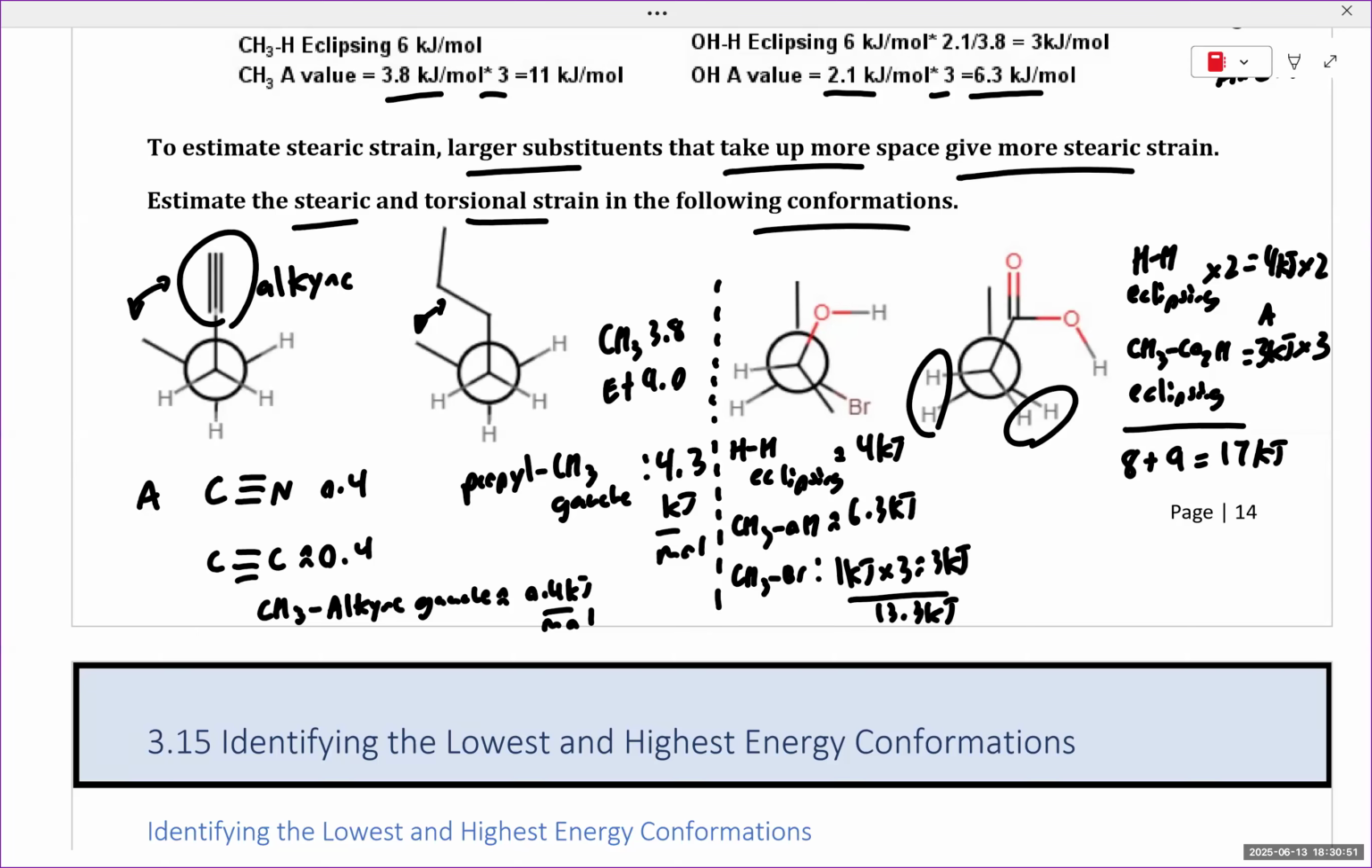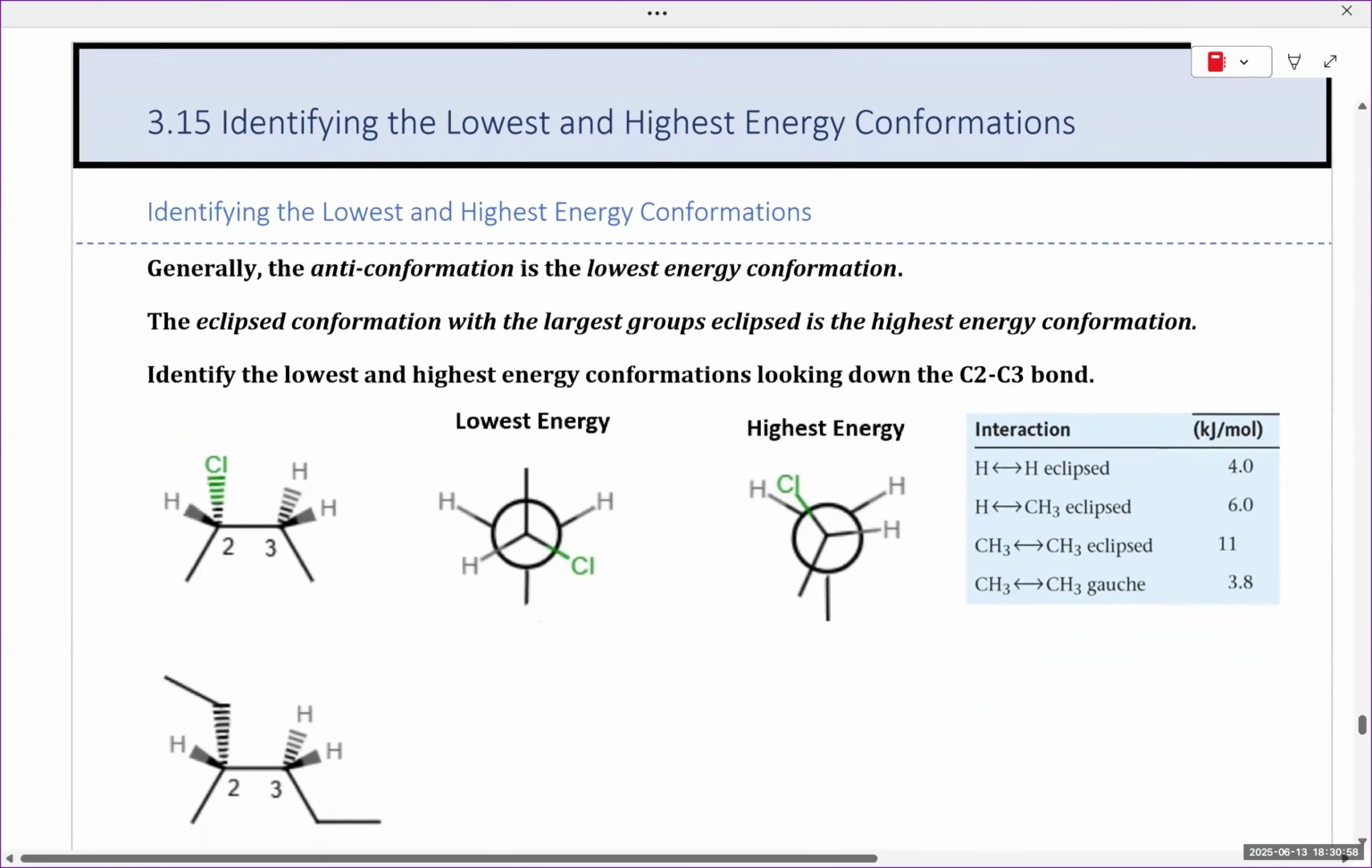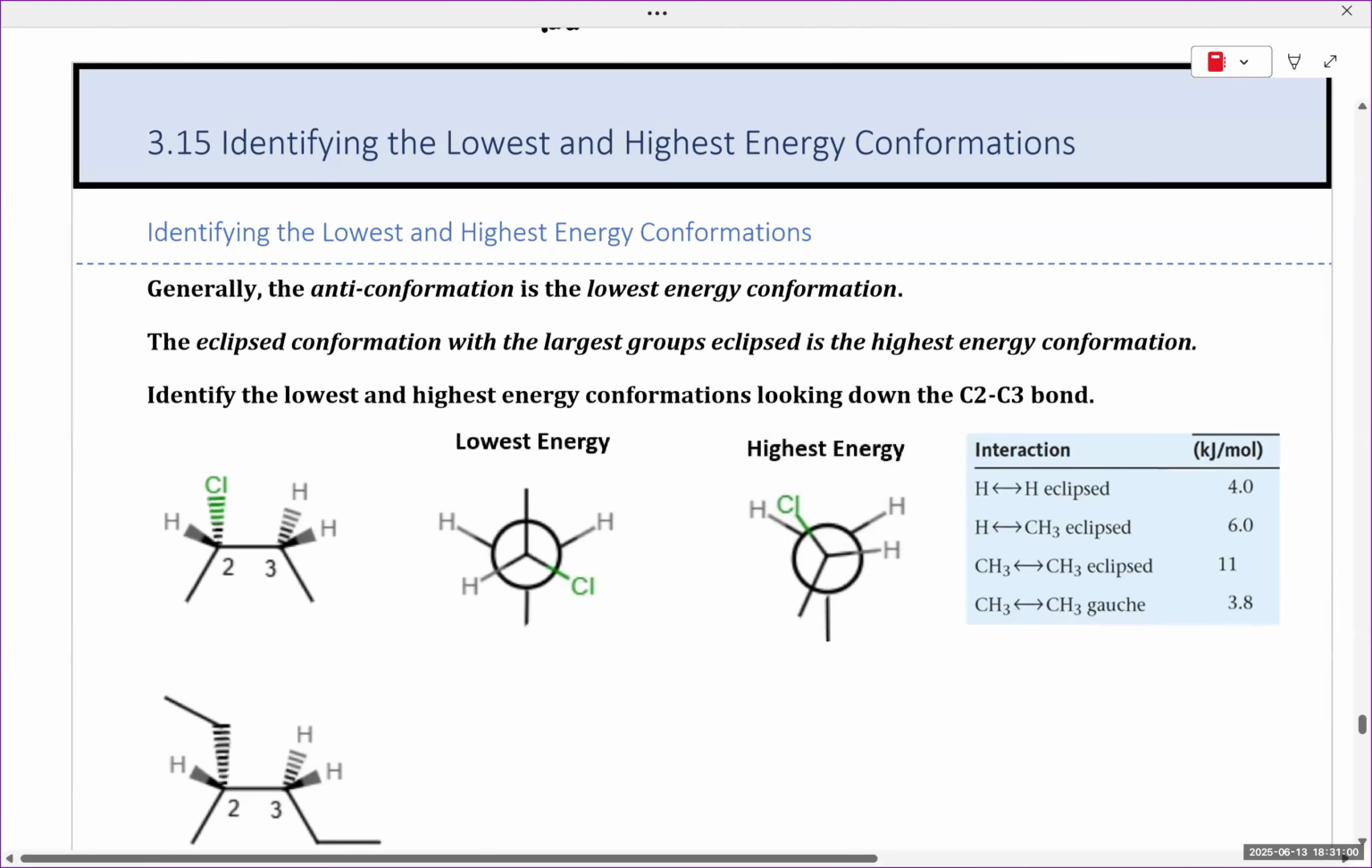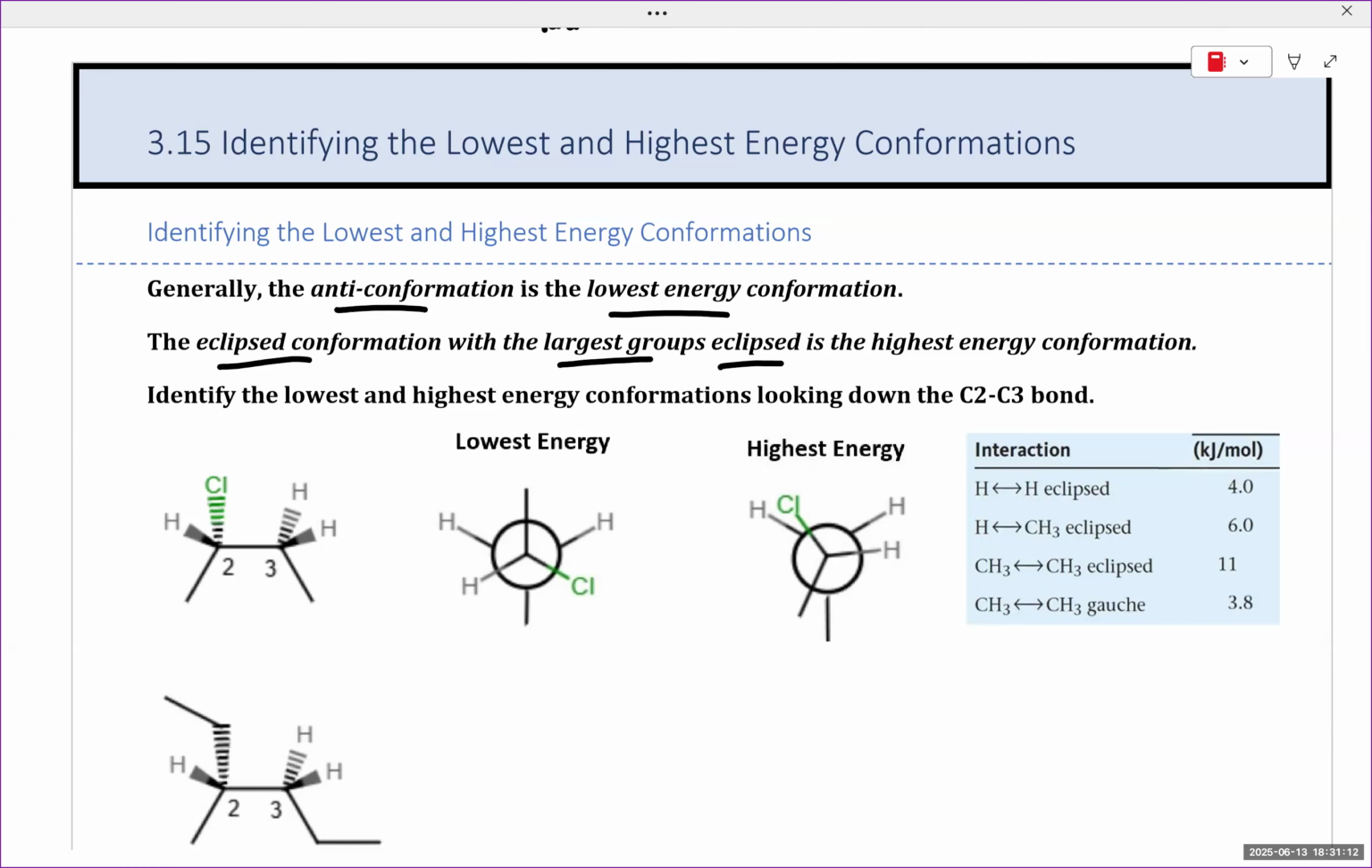Now, why do we care so much about being able to calculate steric and torsional strain? Well, it's critical in order to identify the lowest and highest energy conformation. As a rule of thumb, generally the anti-conformation is going to be the lowest energy conformation, and the eclipsed conformation with the largest groups eclipsed is going to be the highest energy conformation. You will still need to calculate steric and torsional strain to verify this fact, and it's important to know how to do that, but this is a good rule of thumb.